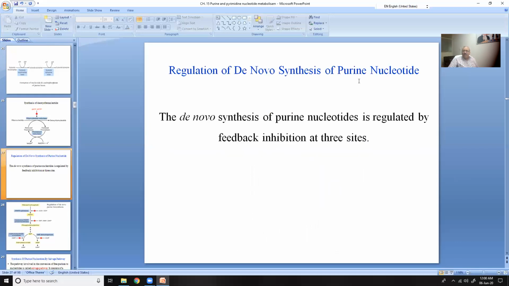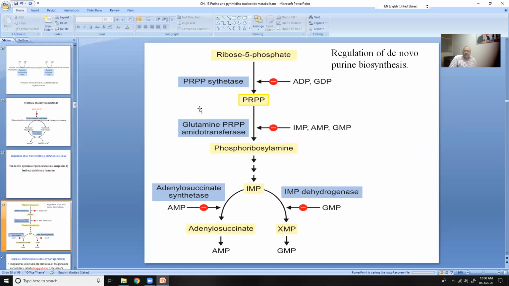Regulation of de novo synthesis of purine nucleotide. The de novo synthesis of purine nucleotide is regulated by feedback inhibition at 3 sites. These 3 sites are PRPP synthase, glutamine PRPP amidotransferase, adenosyl succinate synthase.